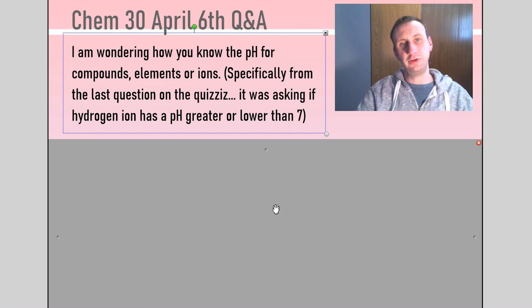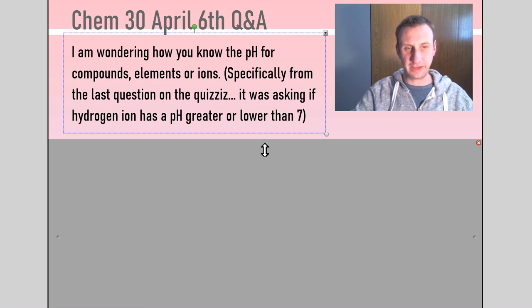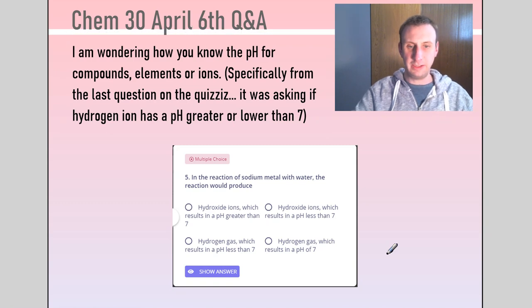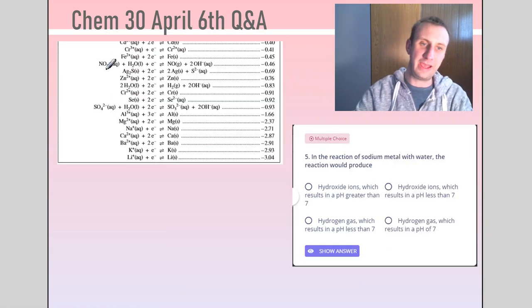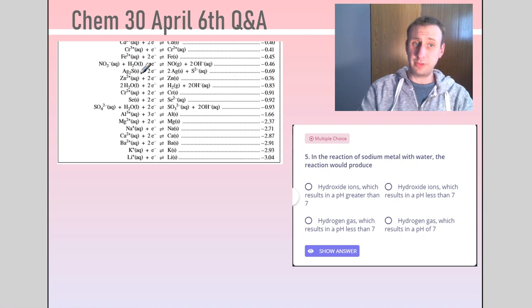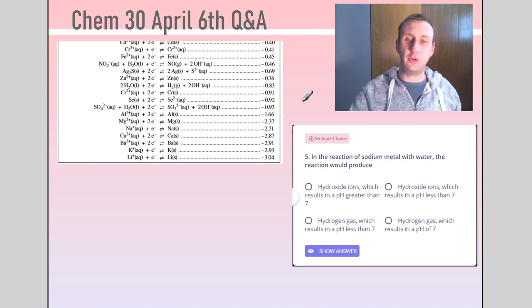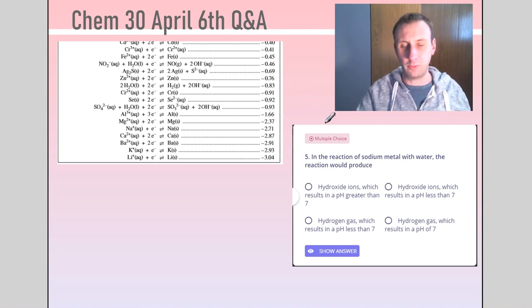All right, next question. The pH for compounds, elements, or ions. So this is about the Quizizz where the pH is greater or lower than 7. So essentially it's about this question right here. And the reaction of sodium metal with water, the reaction would produce, and then we have a bunch of options. So what this question is actually asking you to do is build a redox reaction, by finding your SOA, your SRA, building the net, and then taking a look at the products and then knowing a little bit about pH to make that work.